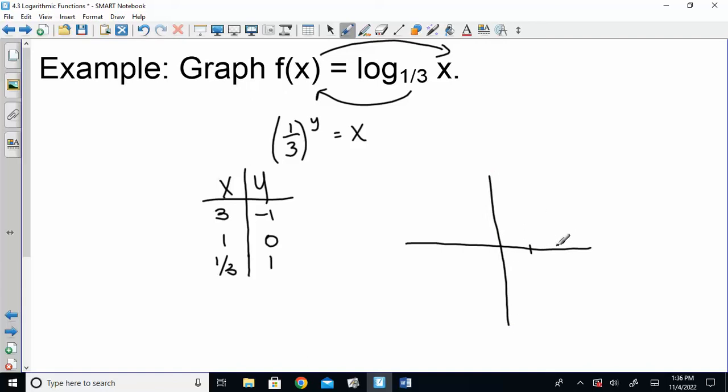So let's graph them. So 3, -1, 1, 0, 1/3, 1. We could do more points, but it's going to look like this. Remember when we graphed exponentials, they always had a horizontal asymptote at 0? So inverses, the inverse or the log will have a vertical asymptote at 0. So it's going to look like this.